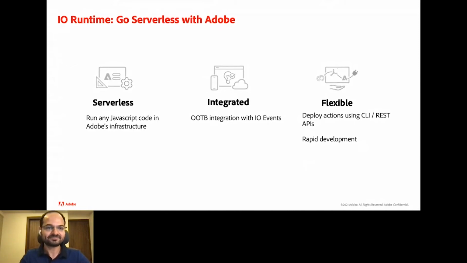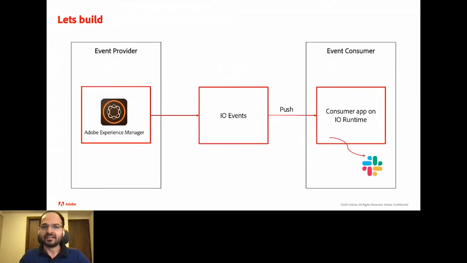Sounds good? Okay, so we know everything we need to know for our event. The event will be produced by AEM, which is our event provider. It will be transported by IO Events to our consumer application, which will run on IO Runtime, hosted on Adobe's infrastructure. In the consumer app that we will develop, this app will simply forward the event to the Slack channel. This is a simple use case I picked just for this demo purpose.